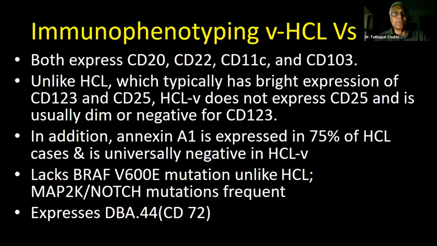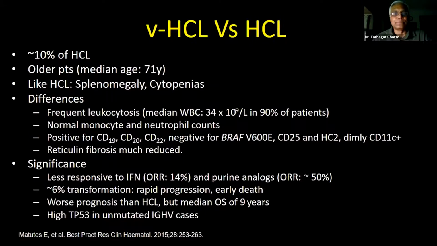Now, this is as common as the classical hairy cell. But unlike classical, which has a bright expression of CD123 and CD25, the variant will not express CD25 and is generally dim or even negative for CD123. In addition, annexin A1, which is expressed in almost 75 to 90% of hairy cell leukemia, is negative in variant. And the variant lacks the BRAF mutation. In fact, it has the MAP2K1 mutation, which is frequent in the variant. The CD72, which we earlier knew as the DBA44, is often strongly expressed in the variant hairy cell leukemia.